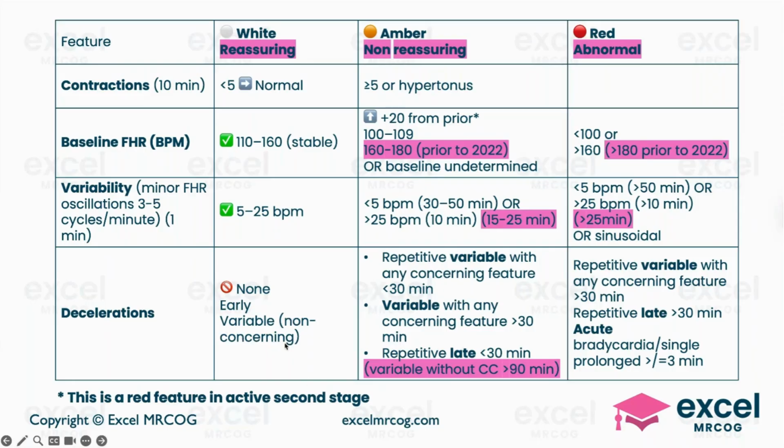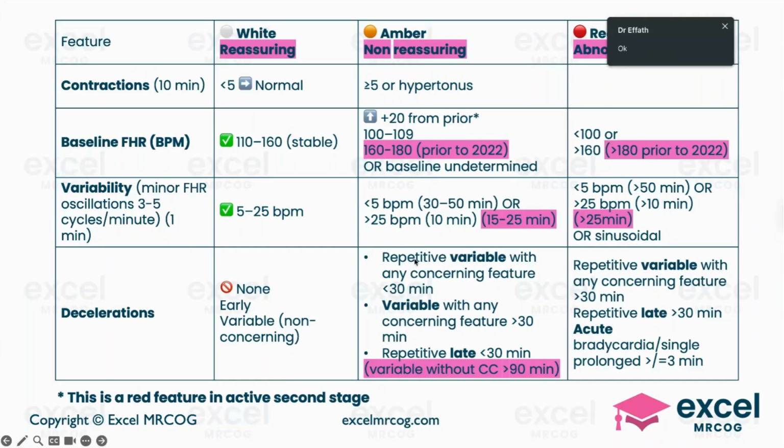Okay, if there are no concerning features in variable, do not worry, put it in white. If there are concerning features in variable, you need to see the half and half rule. This is how I remember. Half and half means either more than half an hour of variable with concerning features, or more than half the times.